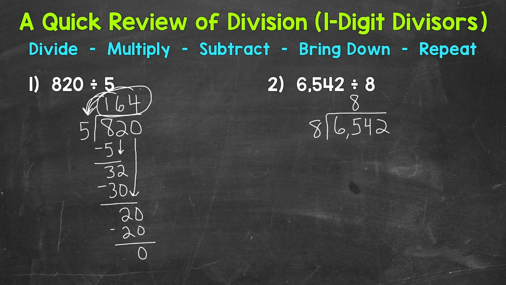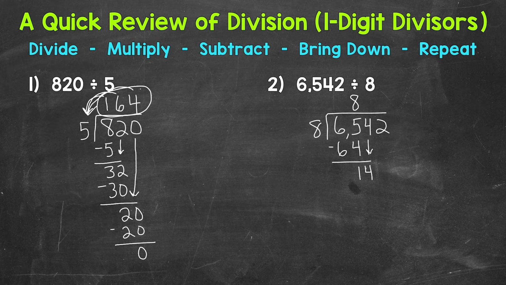Now we multiply. And I'm going to do this without drawing the arrows for number 2 here. So we have 8 times 8 is 64. Subtract. 65 minus 64 is 1. Then we bring down the 4. And we have 14. So we repeat.